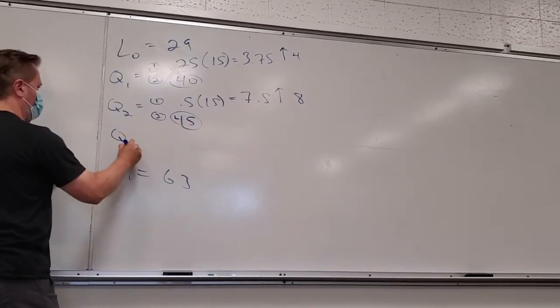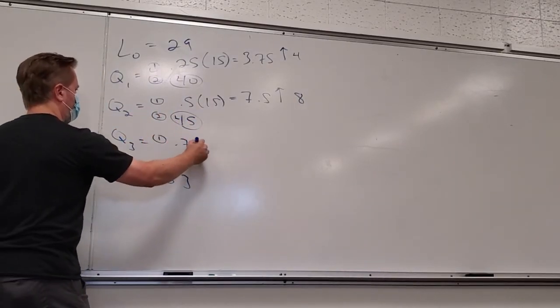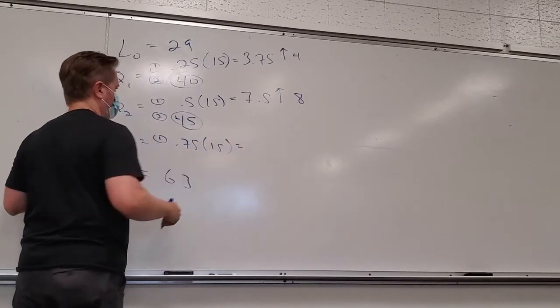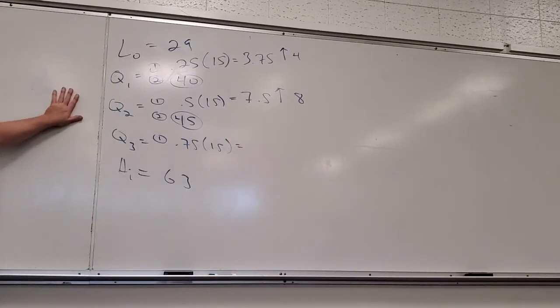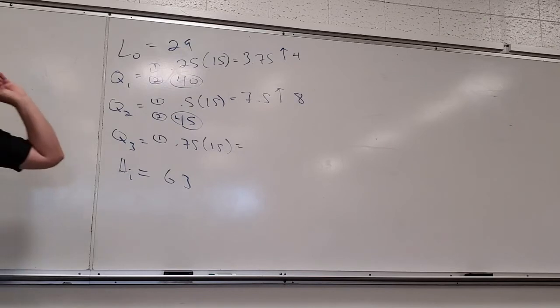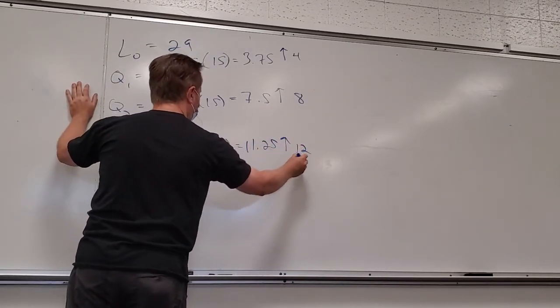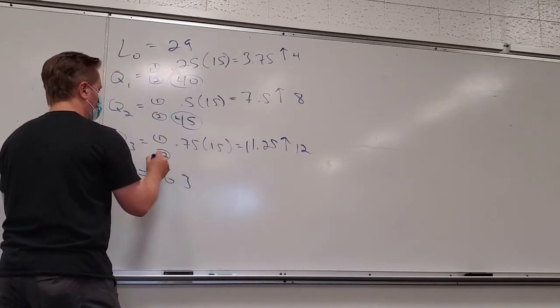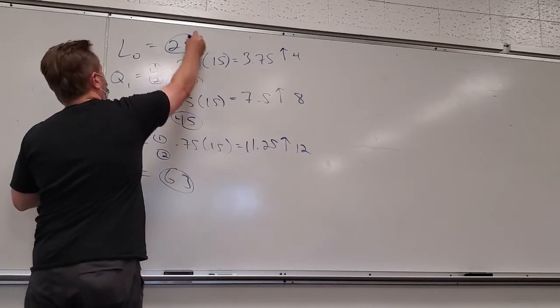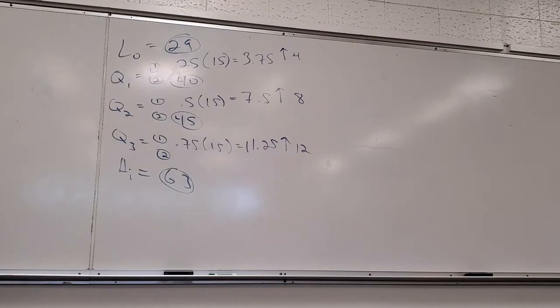And then Q3 is 75%. That's 11.25. Go up to 12. So the 12th number is the answer. Yeah, the 12th number, 52.